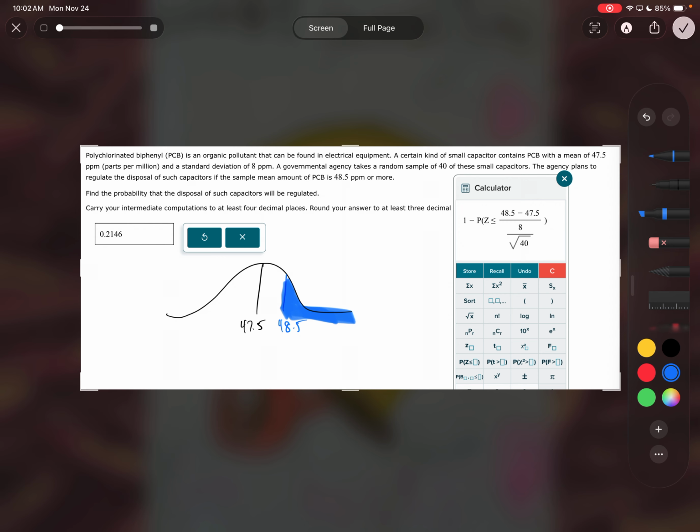So again, we do to the left in the calculator. If we do to the left in the calculator, that would give us the 0.7854. So the one we actually want is to the right, which is 0.2146. This formula is x minus the mean divided by the standard deviation over the square root of n. Okay, so again, we do 1 minus to flip the sign. Y'all good on those?